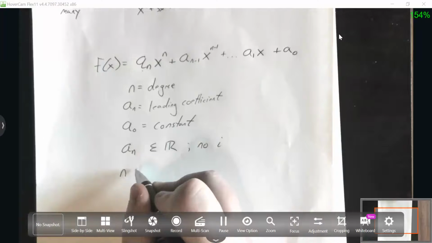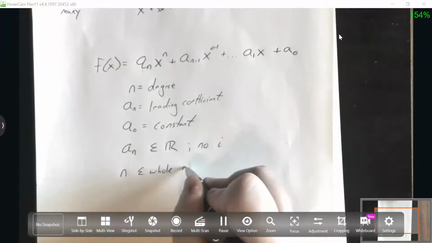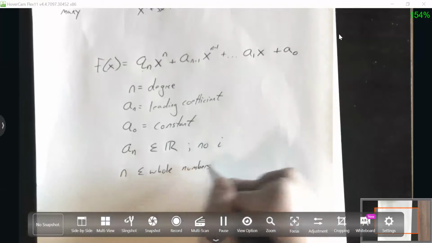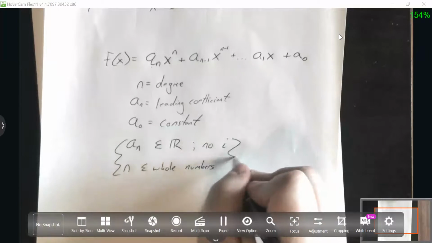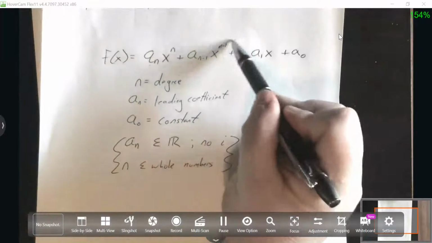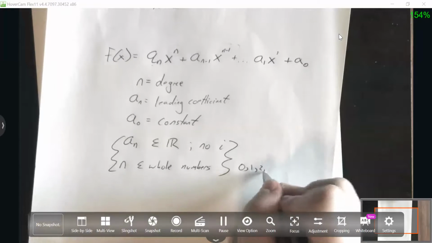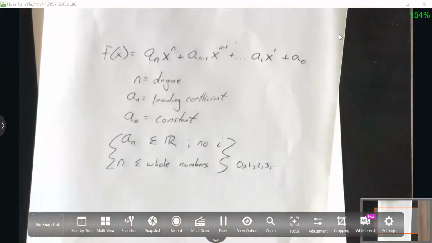And then all of our n's have to be whole numbers. This is actually the most restrictive part, when we're looking at those different n's. The exponents involved have to all be whole numbers: 0, 1, 2, 3, 4, and so on. We're not allowed to have any negatives, we're not allowed to have anything else. We can only have whole numbers as the powers.